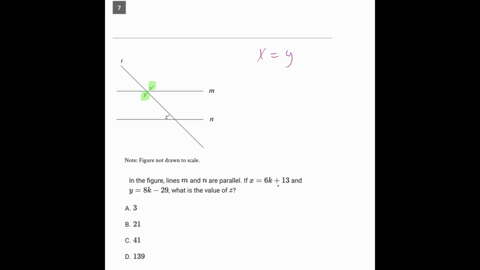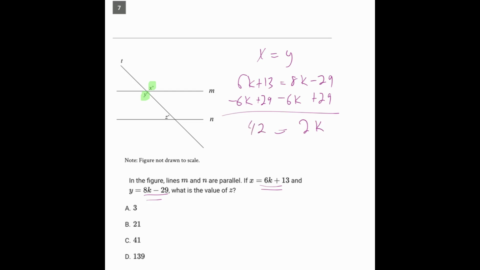X is 6k plus 13, and y is 8k minus 29. And now we can just start solving. We can take away 6k from both sides, and we can add 29 to both sides. So here we'll have 2k equals 42. Divide by 2 on both sides, and we have k is 21.